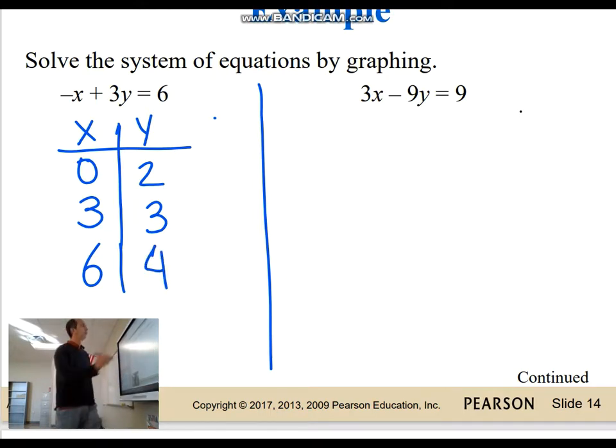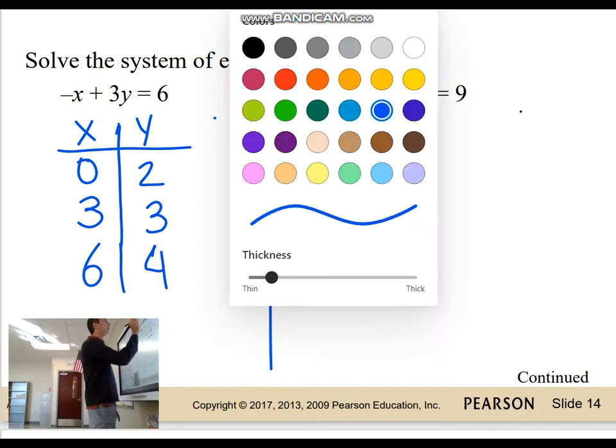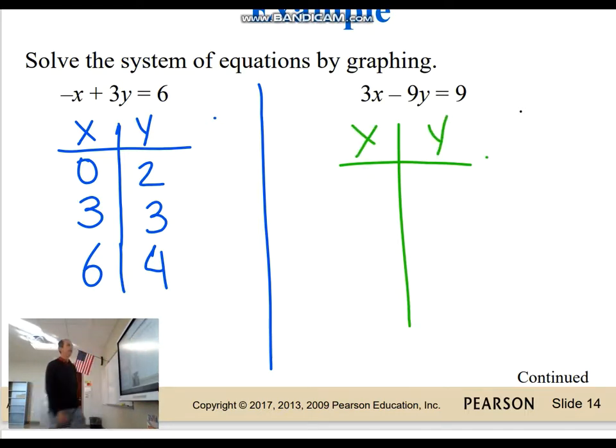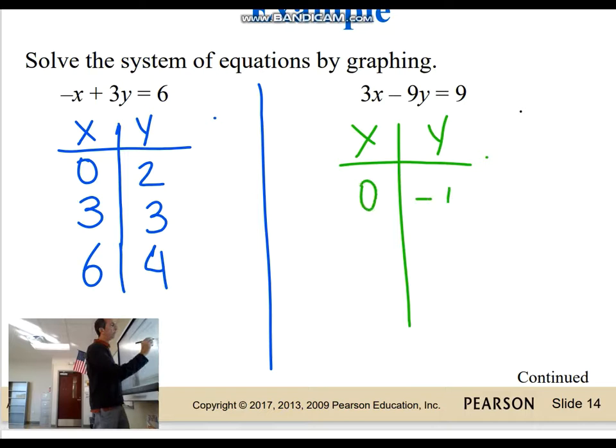You can check in your scratch paper, do your calculations, and check if I did everything right, and let me know. Now let's check x and y for this equation here. For x equals 0, we will have negative 9y equals 9, y equals negative 1, right? Now let's try something different: for x equals 3, 9, y equals 0, y equals 0.